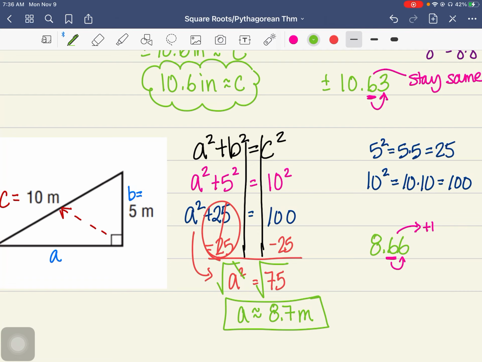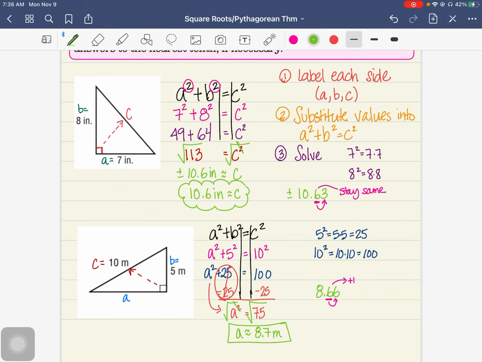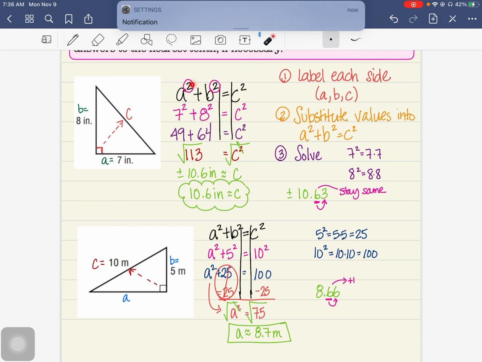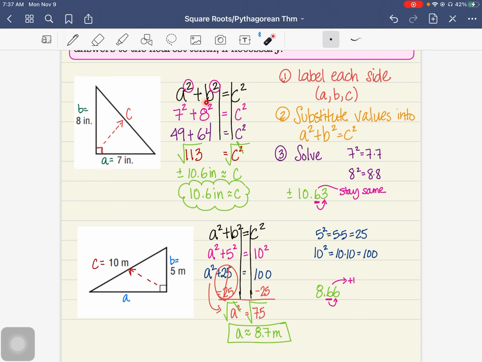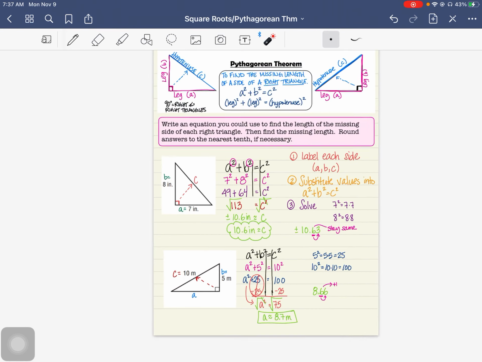All right. So that's kind of the two different ways. If you know A and B, then A and B are on the same side, and you would add them up. Or if you know C and one of the other legs, then you're going to have to subtract to get your answer. All right, so let's try one more.